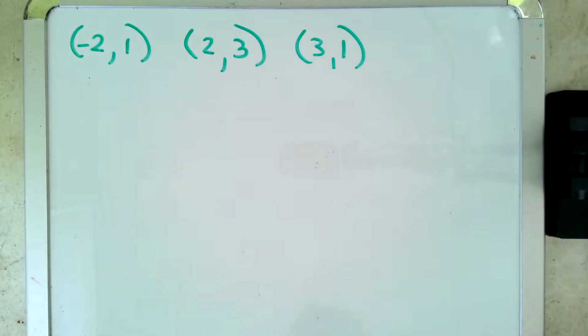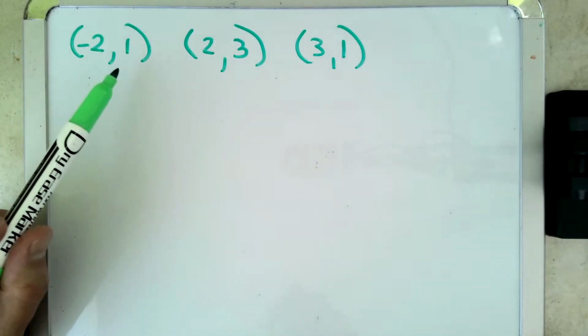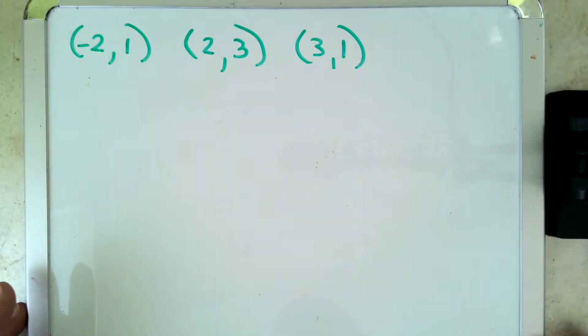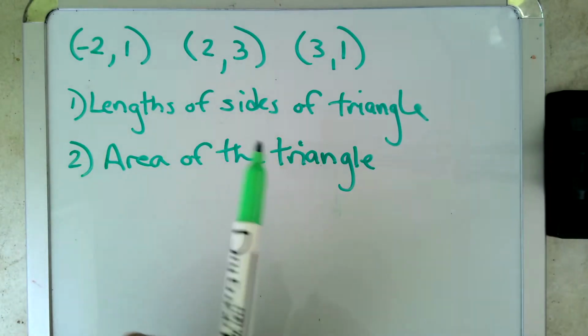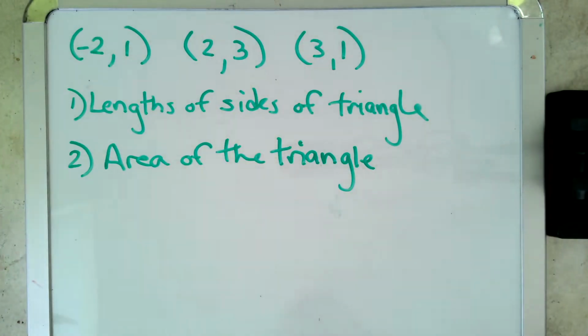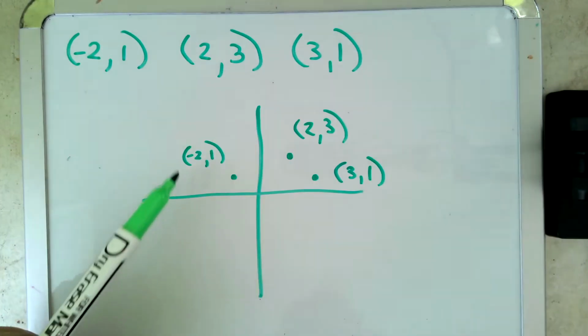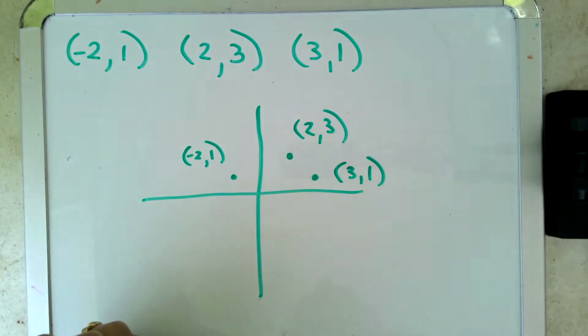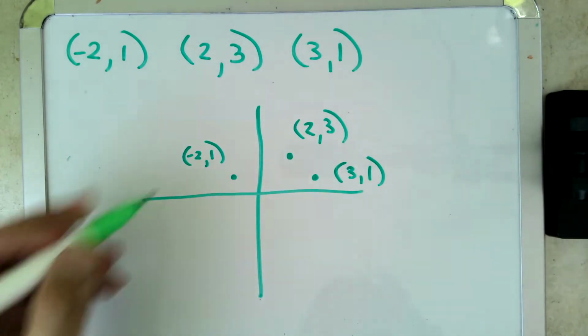Let's do this. Okay, so let's say you are told that you have these 3 distinct points in a coordinate plane, and the problem would like to know the lengths of the sides of the triangle that these 3 points create, and then the area of that triangle. So the first thing I'm going to do is plot these points so I have something visual to work with. Okay, so -2, 1, 2, 3, and 3, 1, and I'm going to go ahead and connect these.